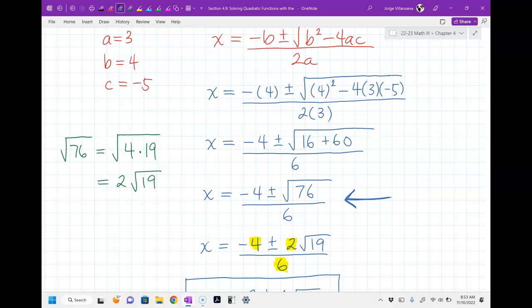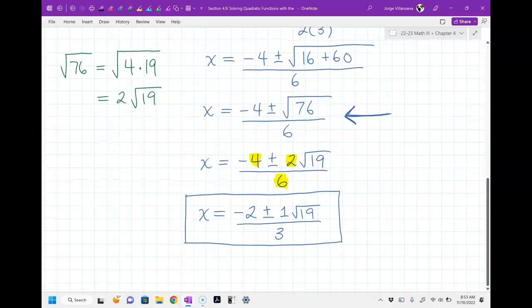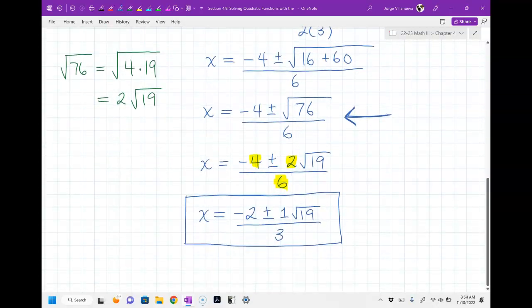So I said, okay, what's the square root of 76? Now, I just use my calculator, okay? I have a calculator on my phone that can do this stuff pretty nicely. When I pushed square root of 76, it gave me 2 radical 19, okay? So I put that in, 2 radical 19. Then I said, oh, look, 4, 2, and 6, they have something in common. Let me reduce it. What they have in common is a 2. So I said 4 divided by 2 is 2, 2 divided by 2 is 1, 6 divided by 2 is 3, right? So I reduced it, and there's my solution.